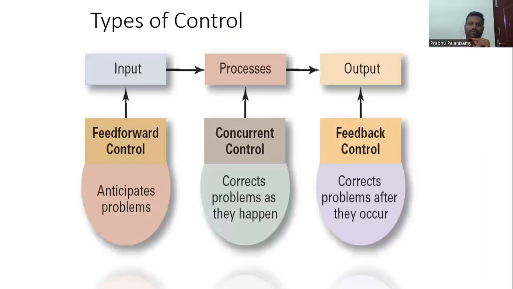Types of control: input, progress, and output. Input is feed forward control, and concurrent control deals with problems as they happen. Feedback control corrects problems after they occur. This is the output, after the occurrence, in the progress and before starting.